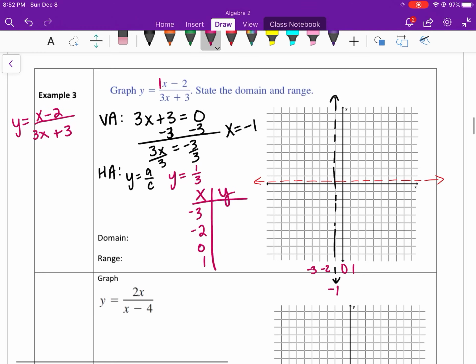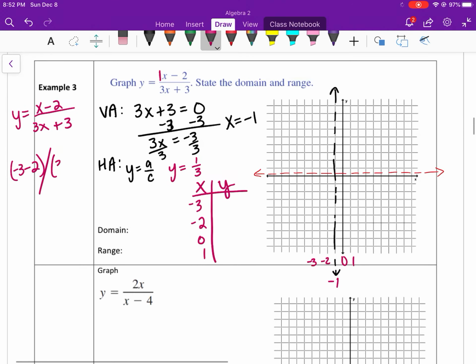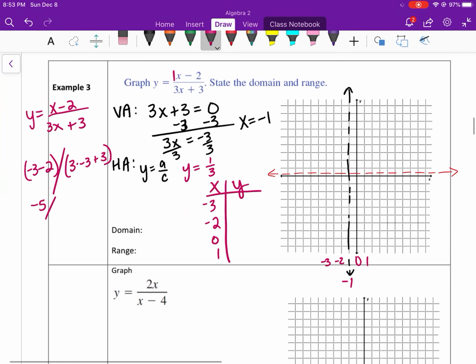If you're doing this in a calculator, you need to make sure that you do the top in parentheses, -3 minus 2, then divided by, then the bottom, 3 times -3 plus 3. Because you want to make sure you get -5 divided by, this would be -9, plus 3 be -6. So I got 5/6, which is 0.83 repeating.